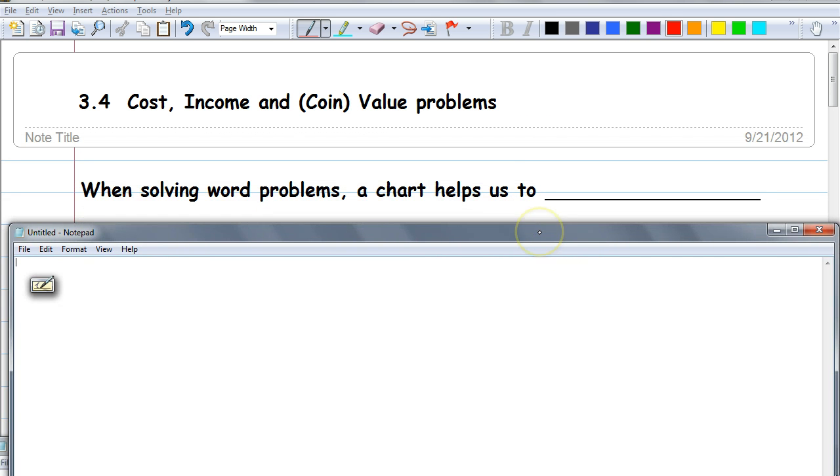It says, when solving word problems, a chart, okay? For these types of word problems, charts are going to be used a lot, and this is going to be really helpful for us. When solving word problems, a chart helps us to... Anybody know what to write there? Yes, sir. I'm gonna guess organized data. You're exactly right. Organized data or organized facts.